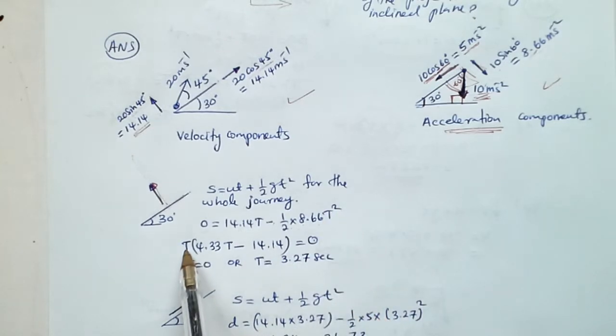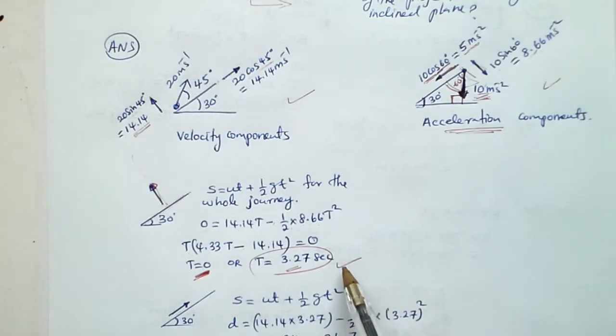So from here you can take t as a common factor. So if you simplify, you will get 4.33 t minus 14.14, which is equal to 0. So from here I can find two values for t, big T. So big T is the total time of flight. So one is t equal to 0, other one is t equal to 3.27 seconds. So this is our total time of flight. This is the time from when you start to throw the projectile.